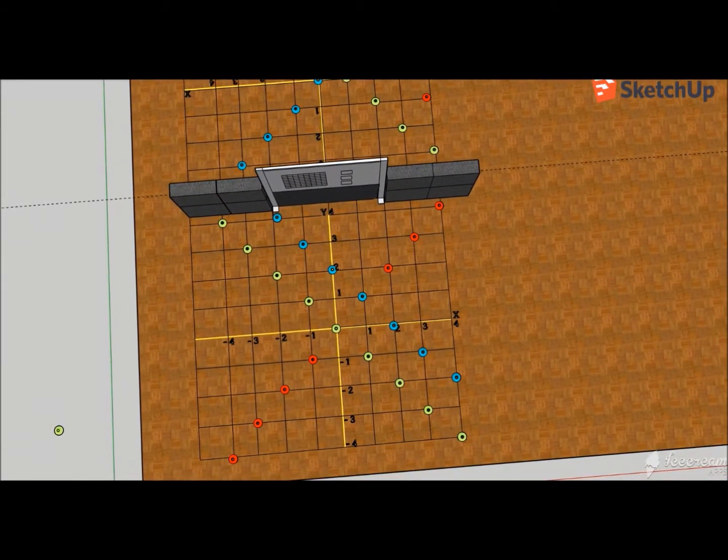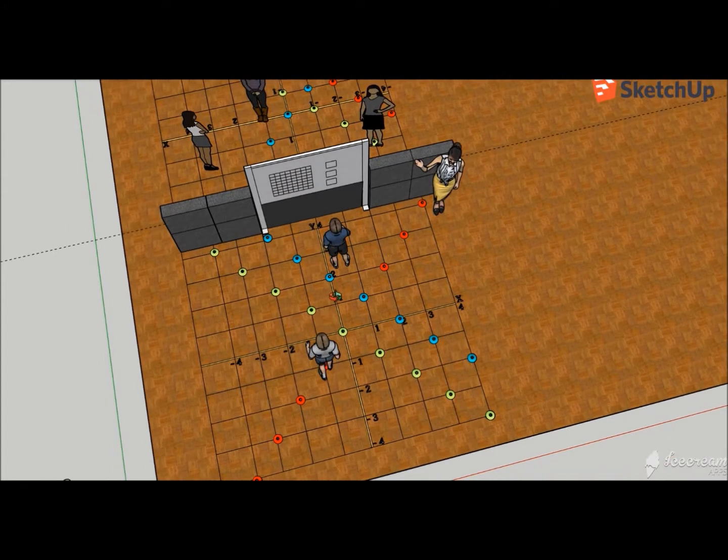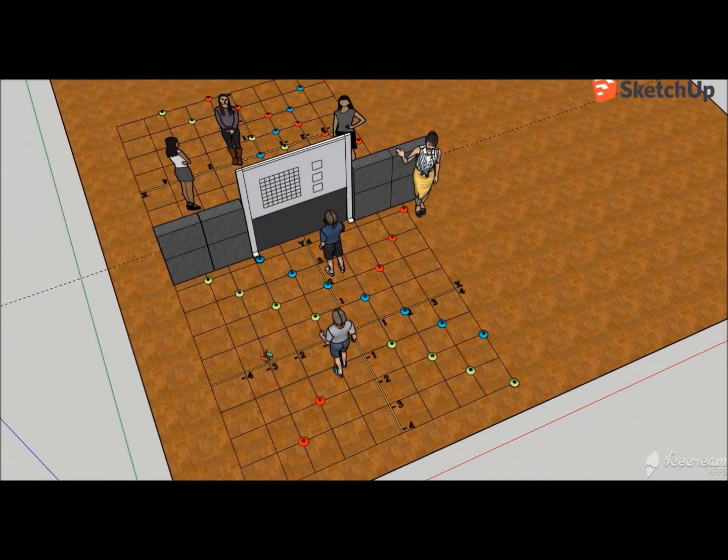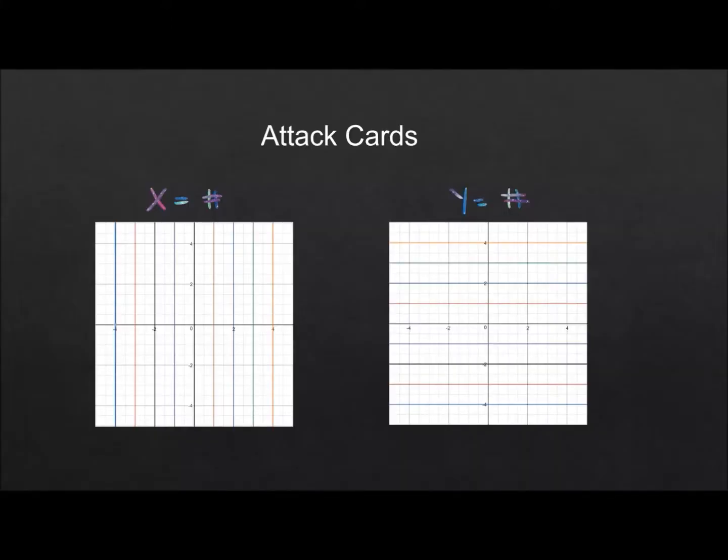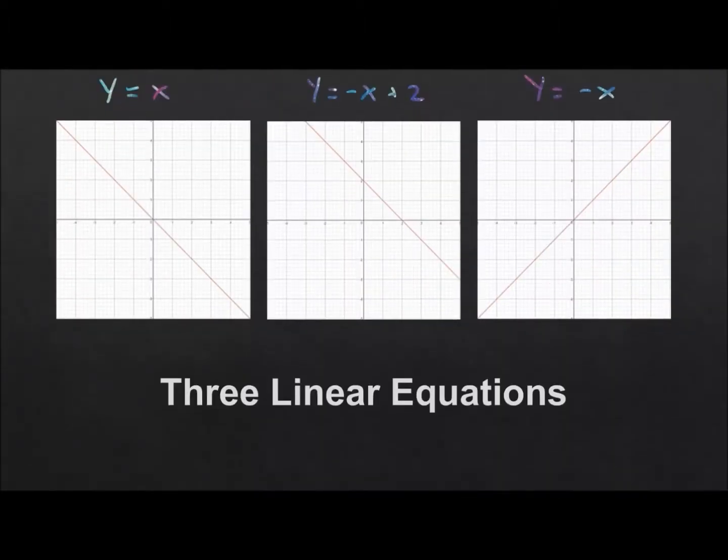Once the 3 equations are plotted, teams take turns in attacking. Attacks are completed using the attack cards, which include the equation of lines in the form of y equals a number and x equals a number. That number is from -4 to 4. An example could be attacking at y equals 3.